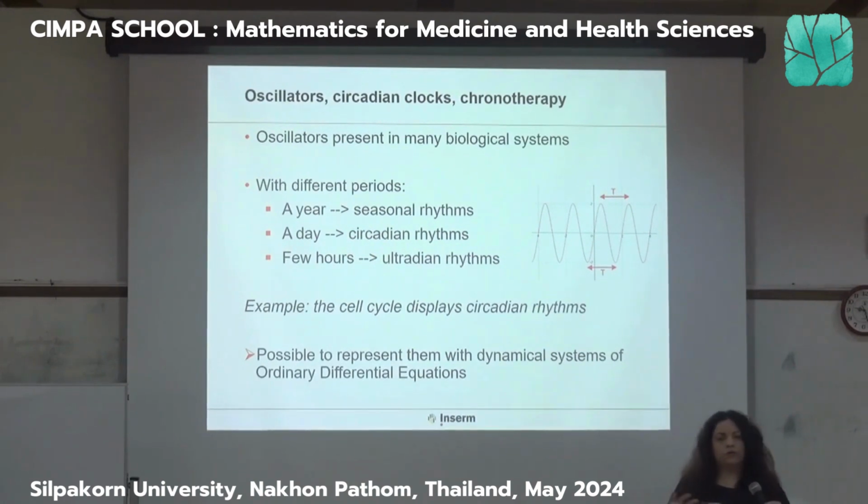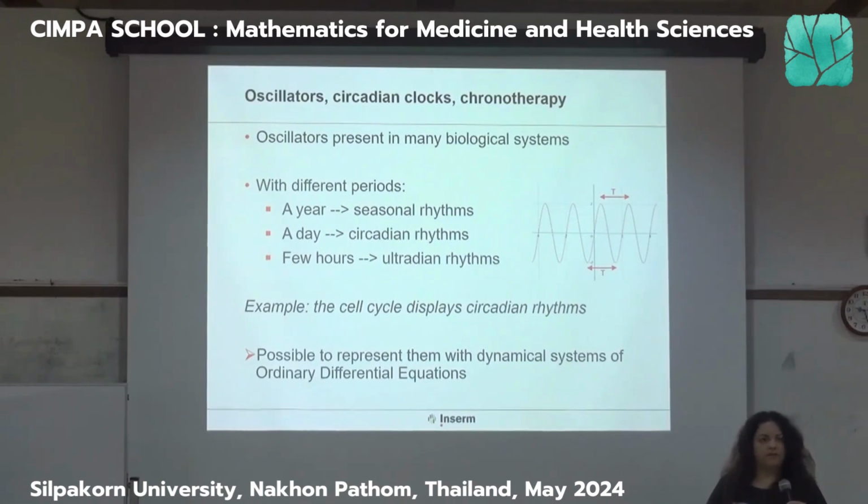So we all know plenty of different rhythms. Okay, if the pattern is a year, we call it seasonal rhythm. If the period is a day, we call it circadian rhythms. If the period is a few hours, we call it ultradian rhythms. And actually, a nice oscillator with a 24-hour rhythm is the cell cycle. So remember, we have already talked about the cell cycle.